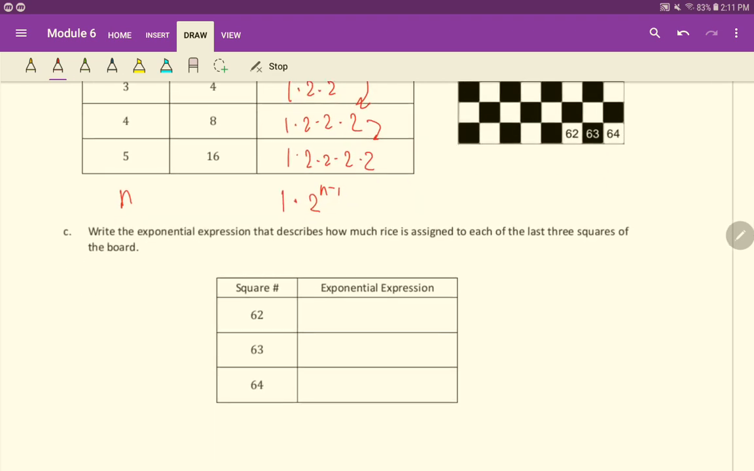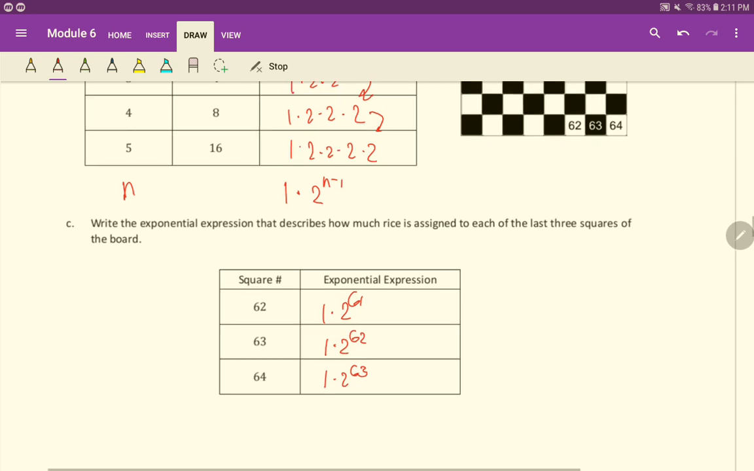So then for 62, it's going to be 1 times 2 to the 61 power. This will be 1 times 2 to the 62nd power. This will be 1 times 2 to the 63rd power. You can try typing these in your calculator. I have a feeling, though, that your calculator won't be able to handle how big that number is going to be.